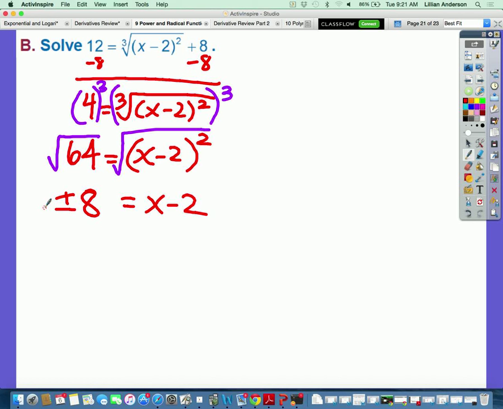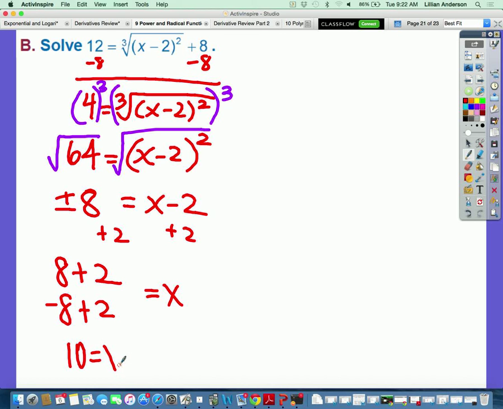When you add the 2 over, we're going to have 2 solutions: positive 8 plus 2, and then negative 8 plus 2, for your 2 solutions for x. So you have 10 and negative 6. Now we have to input it back and then check which one is going to be working. We always got to check, so we're going to plug it back into the original.